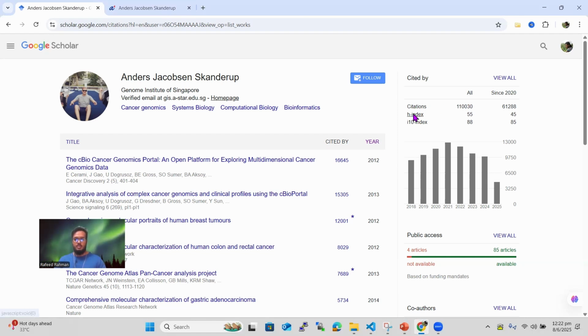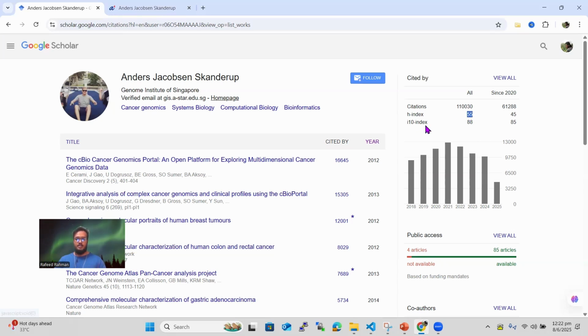Then there is the H index of 55. That means he has 55 works that obtained over 55 citations, right? So why does this matter? Sometimes a professor has a lot of citations, but those citations actually came from one single research or maybe two research works, and all the other research works are not that relevant in the field. But this shows that this professor's work is very significant because he has 55 works which have been cited or used by more than 55 researchers.